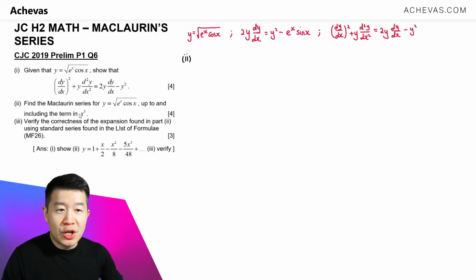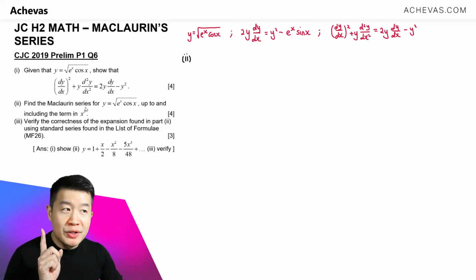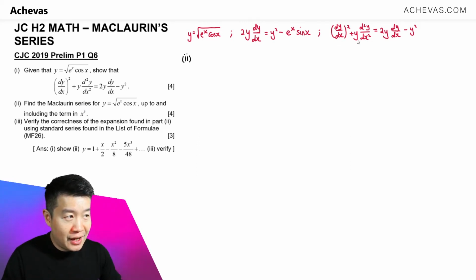But in order for us to generate an expansion for this Maclaurin's series for y, all the way up to x to the power of 3, we will still need one more equation. And that is the equation for d³y/dx³. So let's take this, and we will differentiate this with respect to x.